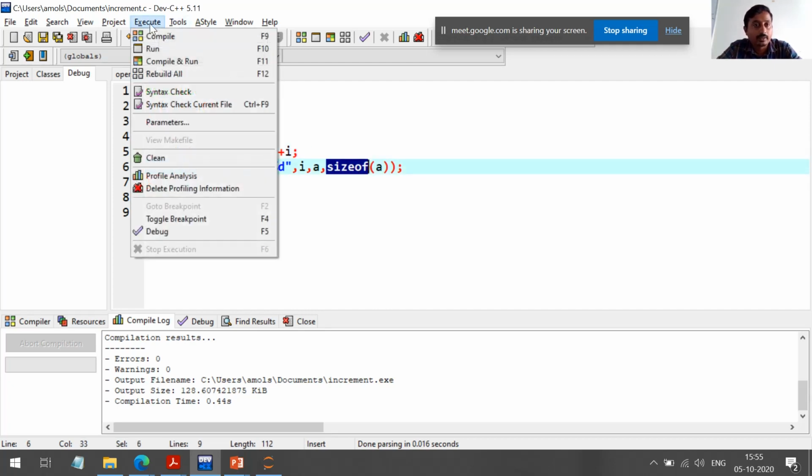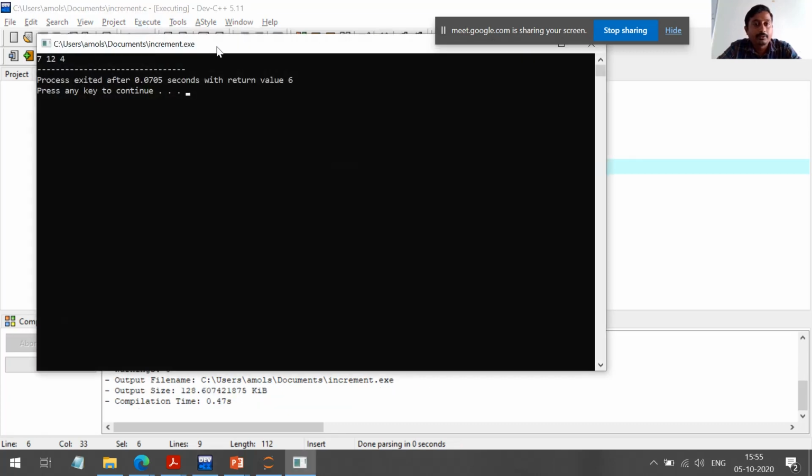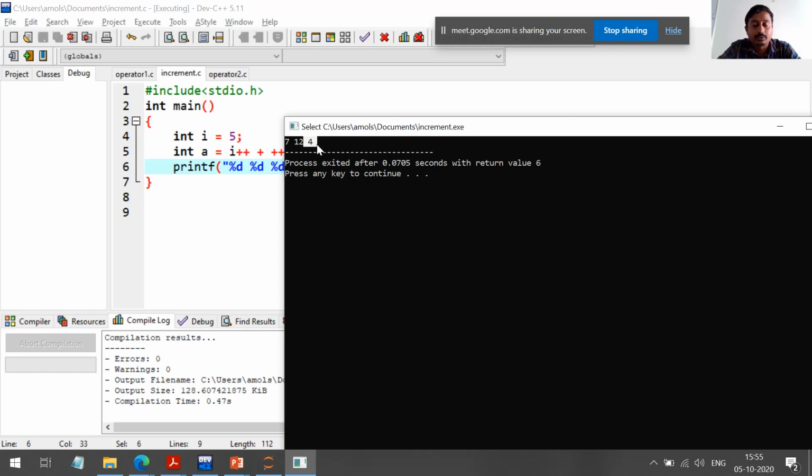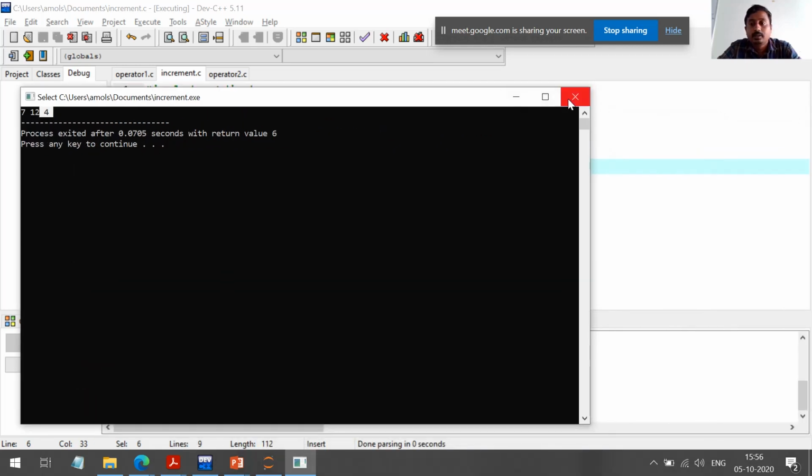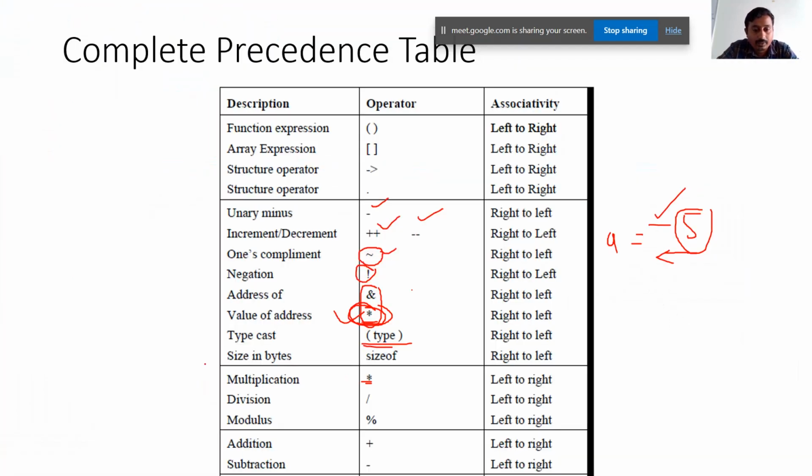Let me compile. So I am getting 4 as a result. As you can see, 4. So the sizeof operator gives size in bytes. Then we have multiplication, division and modulus. Operators in one section share the same priority, so this shares the same priority. Then we have addition and subtraction.